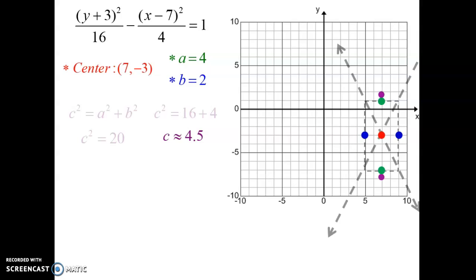And now we can graph the lines for our graph. They're going to go through the green dots on the box. And they're going to be bounded by the diagonal lines on either side of them. Okay? And that is your graph for the hyperbola. All right, next.